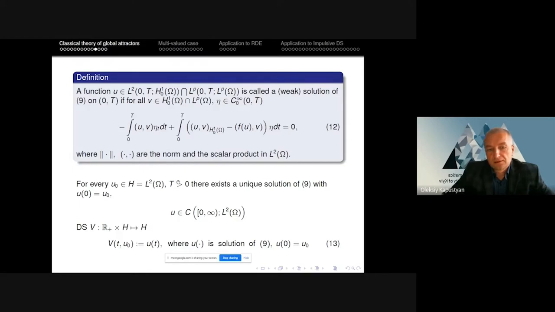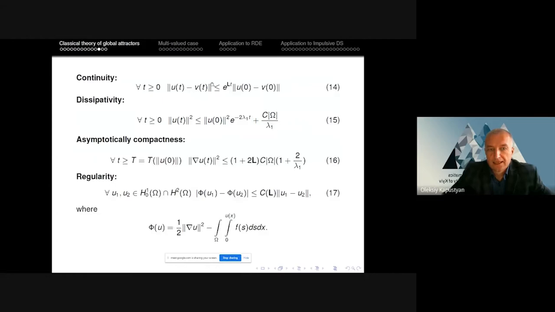Because of the arbitrary choice of capital T, we can speak about global resolvability. So we can say that u is a global solution: u is defined on the whole interval from zero to infinity with values in L2, and it can be proved that u is a continuous function. So we can define dynamical system V according to this standard rule: V_t u0 equals u(t), where u is our solution starting from u0. And here is a list of properties which can be derived from our equation. The first one is continuity. How can we prove continuity?